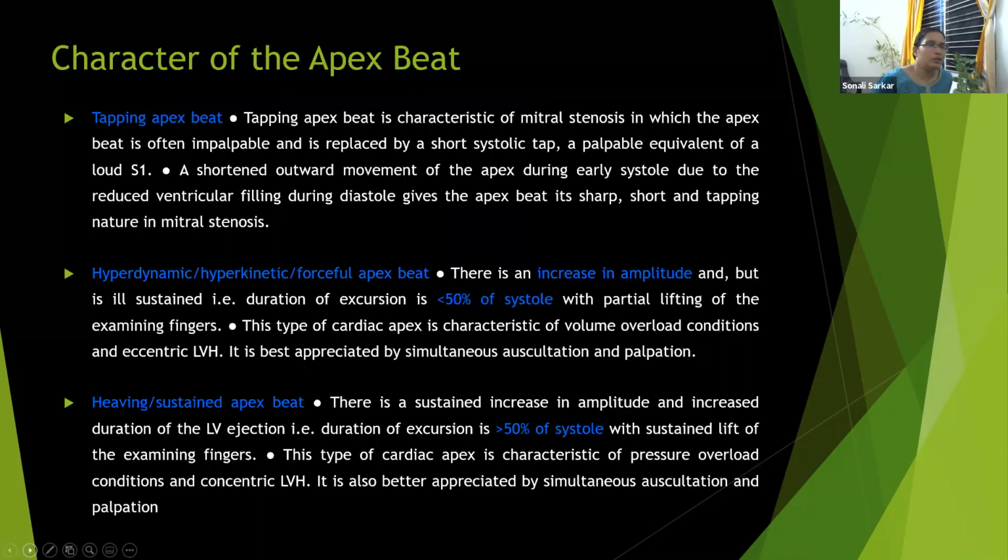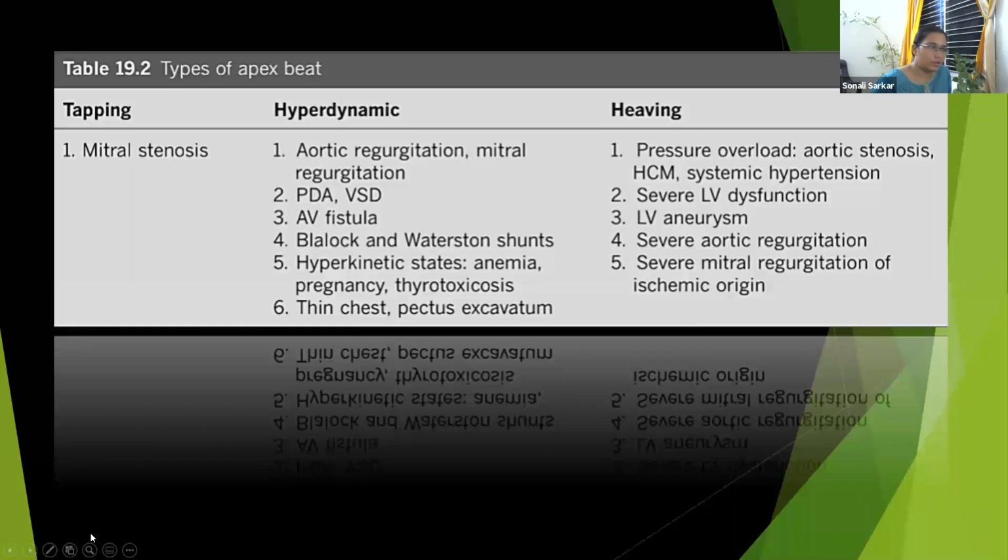Now, what do you mean by the character of the apex beat? First, learn these three terms, then we will go to the causes. First is the tapping apex beat. A tapping apex beat is found in mitral stenosis. The apex beat is said to be impalpable and it is replaced by a short tap.